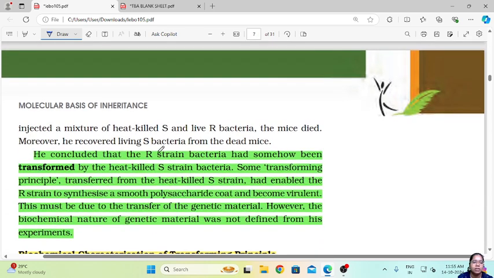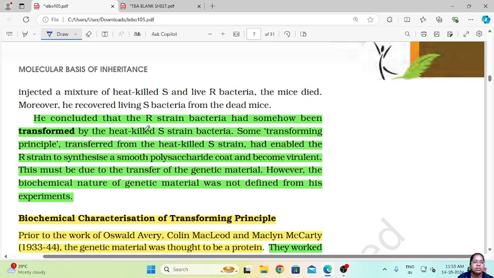So he concluded that the R strain bacteria had somehow been transformed by the heat-killed S strain bacteria, and this was the transforming principle, wherein something transferred from the heat-killed S strain had enabled the R strain to synthesize a smooth polysaccharide coat and become virulent. So the heat-killed S strain bacteria transformed the R strain bacteria into S strain bacteria.